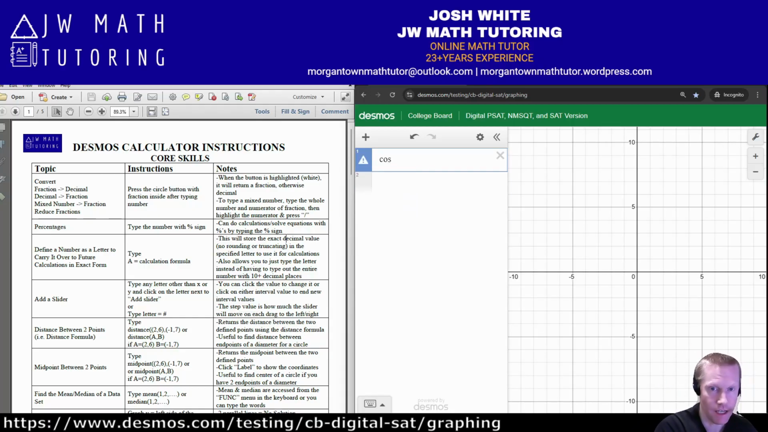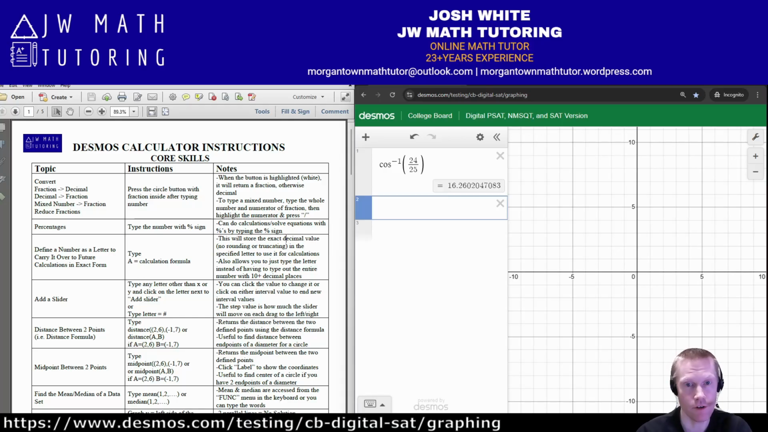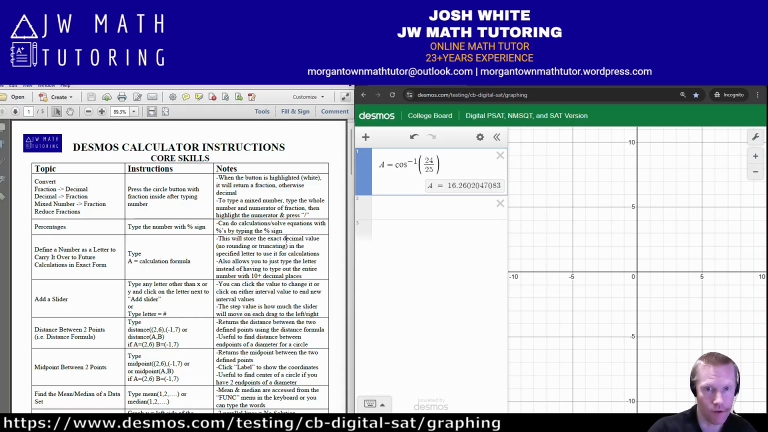Now, another place where this is useful might be trigonometry. Let's say you want to find the measure of an angle, and you have to do the inverse cosine of 24 over 25. Now, notice this is actually in radians. I need to switch to degrees. Okay, so in this triangle, the angle I'm finding is 16.26 blah, blah, blah. That's how much that angle is in the triangle. So I'm going to define that angle as angle A.